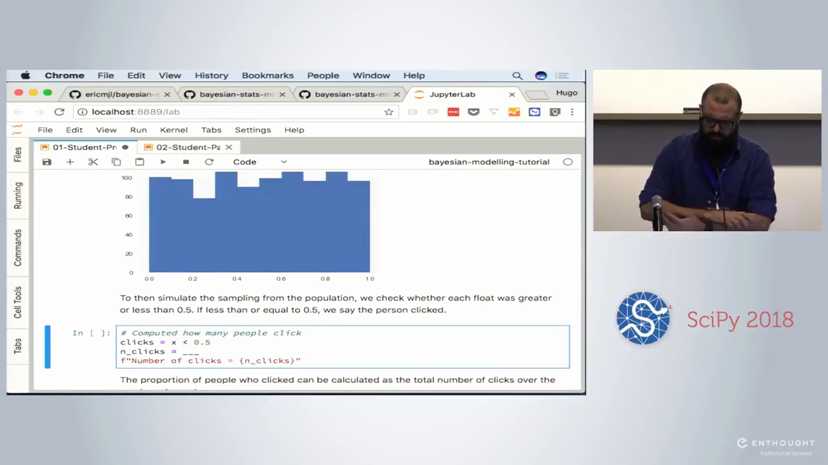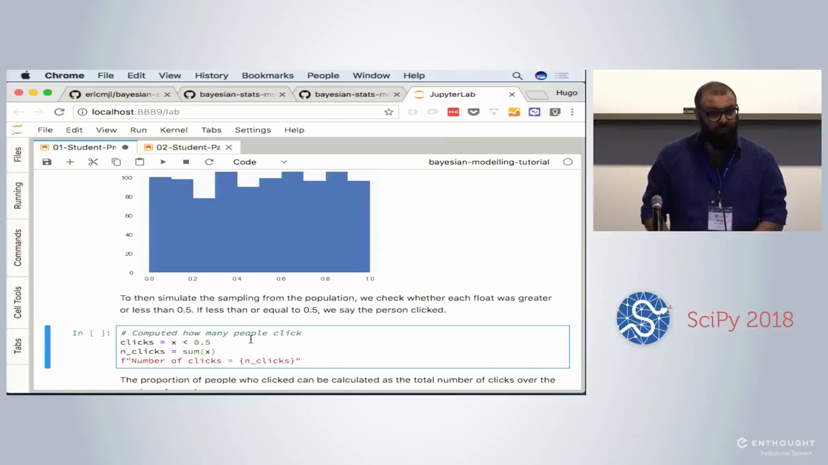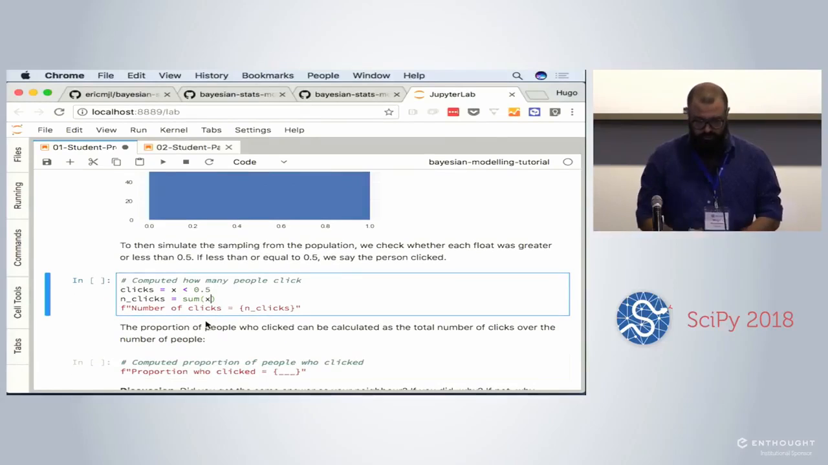And just remember that this will give us an array of booleans, of trues and falses, which you can perform arithmetic operations with. So if we have an array of trues and falses, we can then take the sum of them to get the total number of clicks, right? That's the total number of trues, essentially. And then I'm just going to print out a string: number of clicks is equal to whatever this variable, n_clicks, has evaluated to.